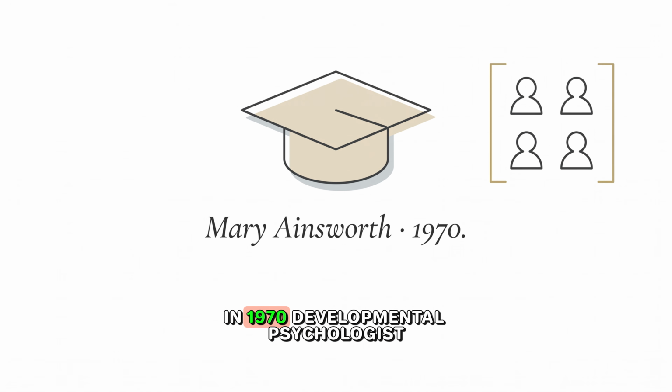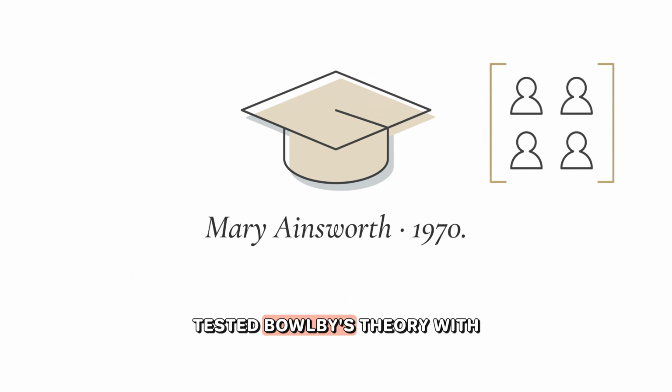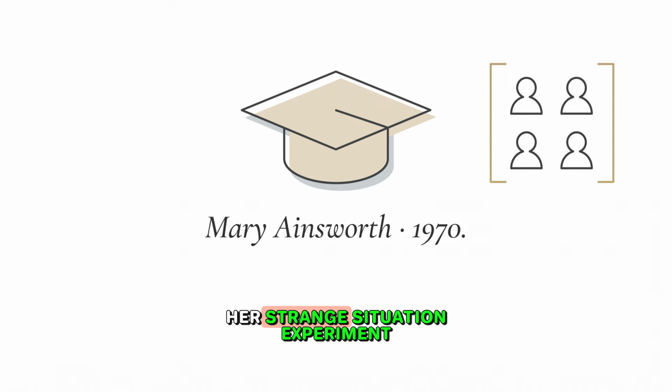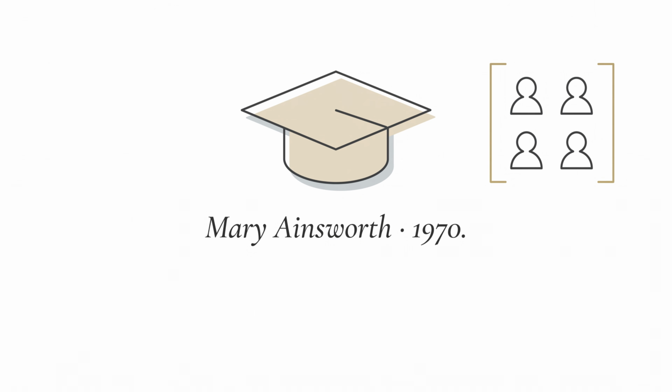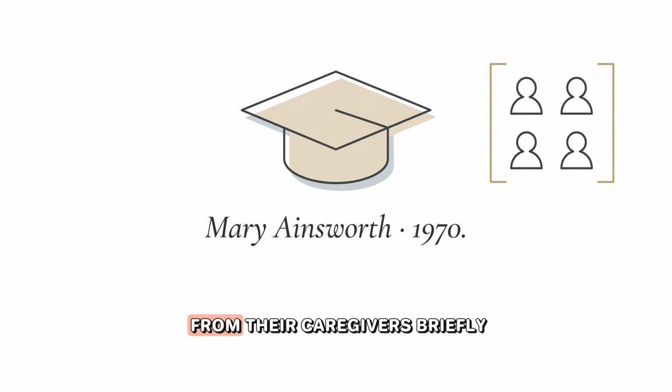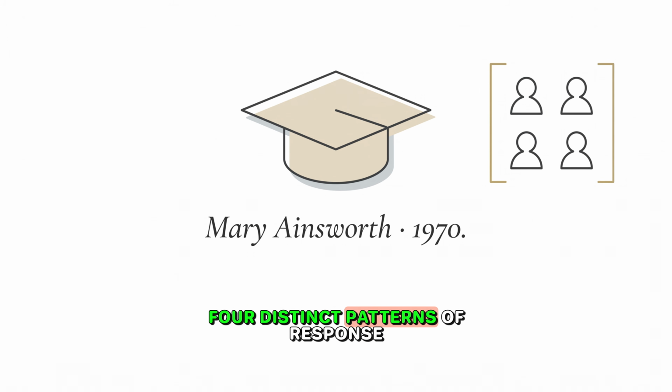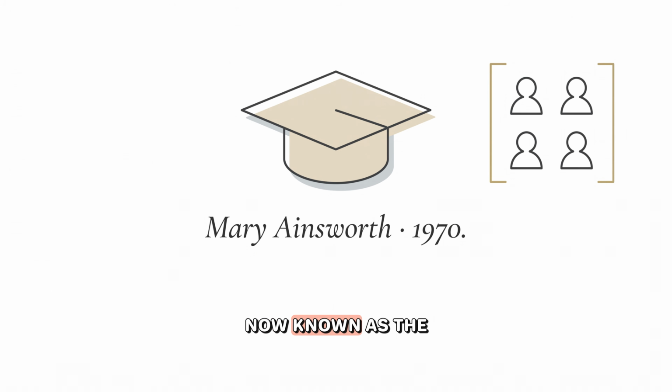In 1970, developmental psychologist Mary Ainsworth tested Bowlby's theory with her strange situation experiment. She separated young children from their caregivers briefly, then observed their reunion. What she found was 4 distinct patterns of response, now known as the 4 attachment styles.